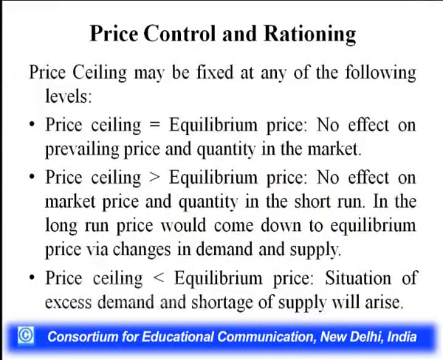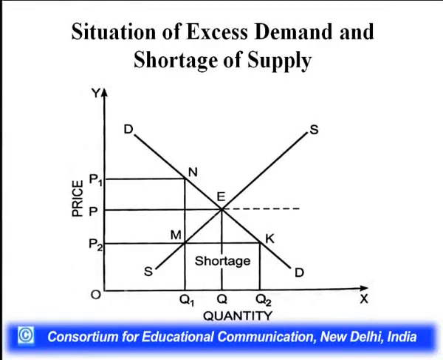The third situation may be when the price ceiling is less than the equilibrium price. This is the situation of excess demand and shortage of supply. If the price that has been fixed by the government is less than the equilibrium price, demand will be more and supply will be less. This situation may be depicted with the help of this diagram.